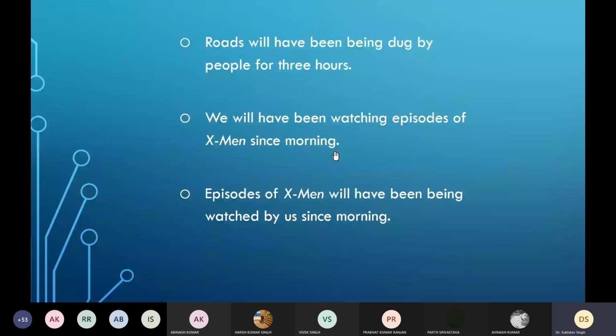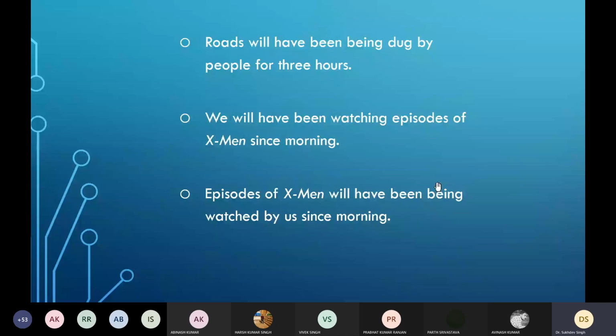Now let's move to next sentence. We will have been watching episodes of X-Men since morning. So in this sentence, episodes of X-Men is the object. So now we lift it up from here, and then in the passive, we start the sentence with episodes of X-Men, and then will have been remains the same, will have been.